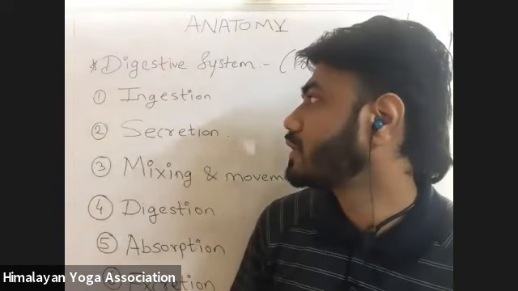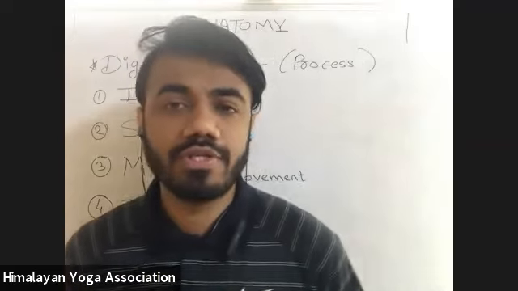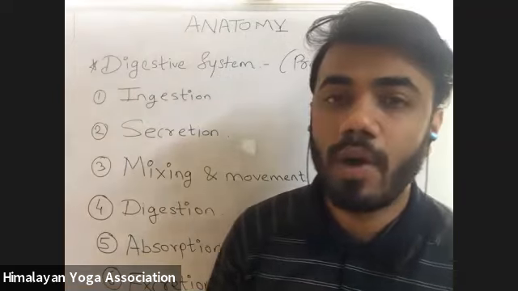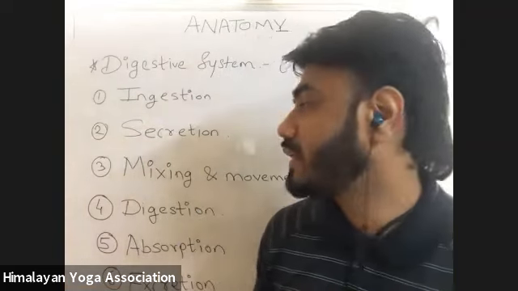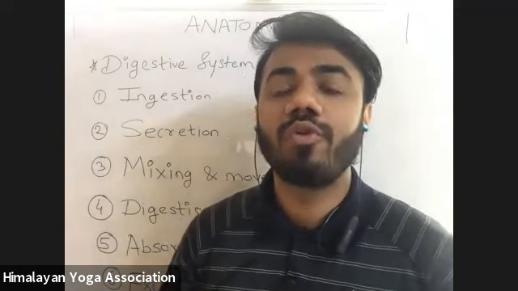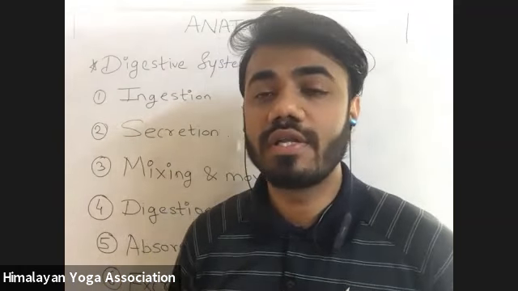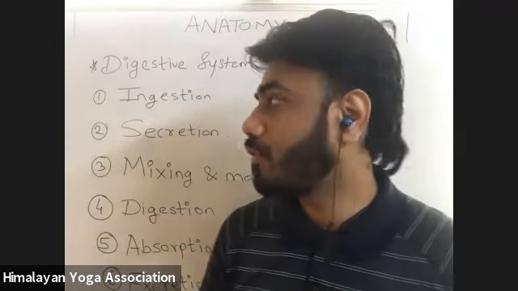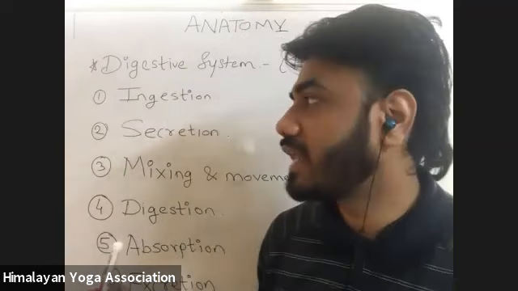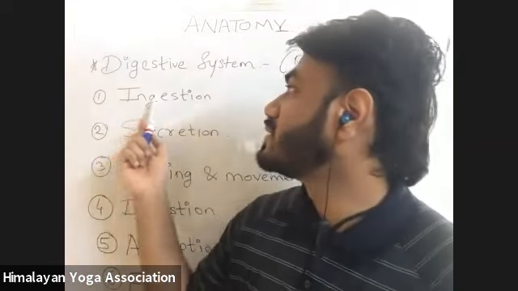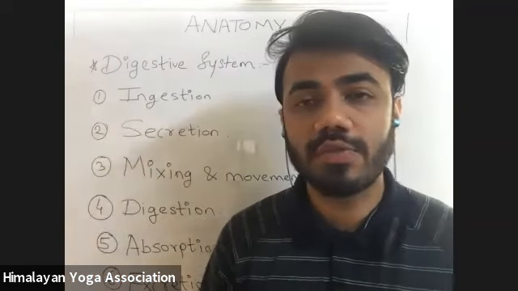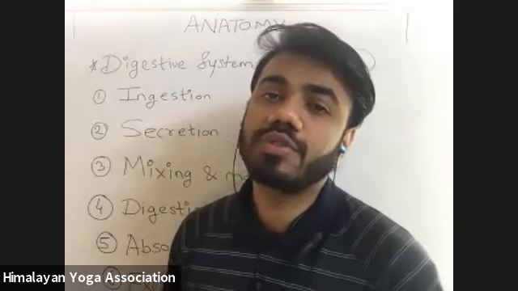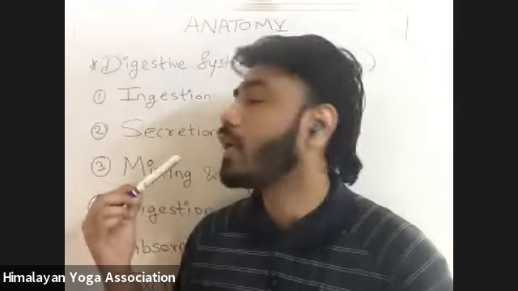So, starting with the first, in the digestive system, which is the system where the food enters from the mouth and exits from the anus, the food passes through all the organs. It is a very important part to absorb all the nutrients from the food so as to keep ourselves alive and healthy. The first process is the ingestion process. The ingestion process is what? The process where the food goes inside the oral cavity, that is the mouth.